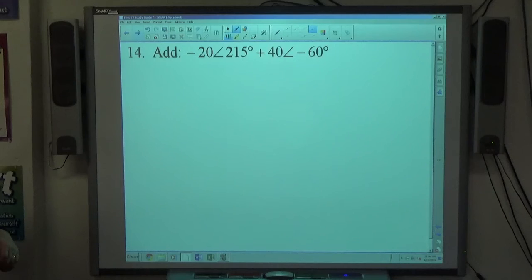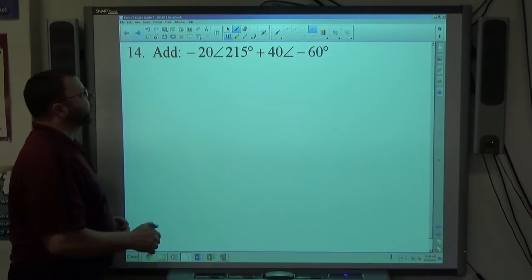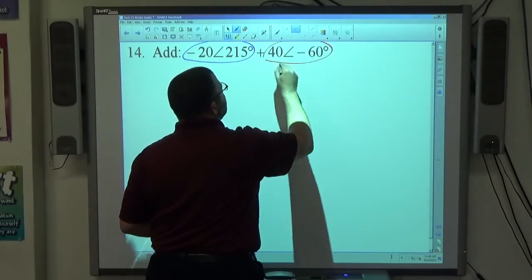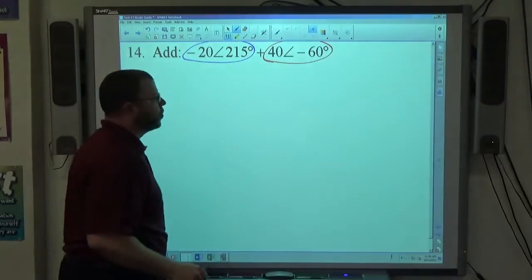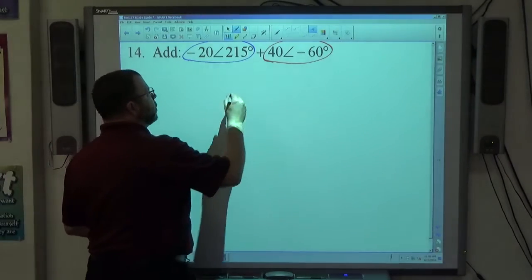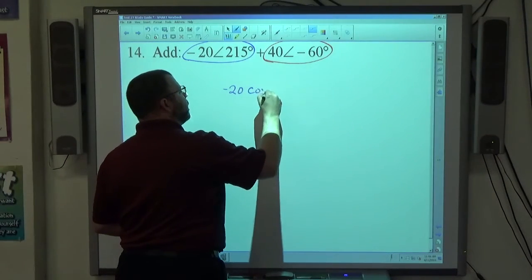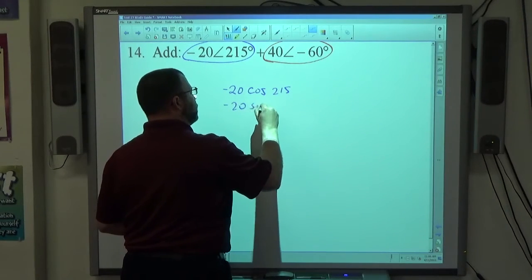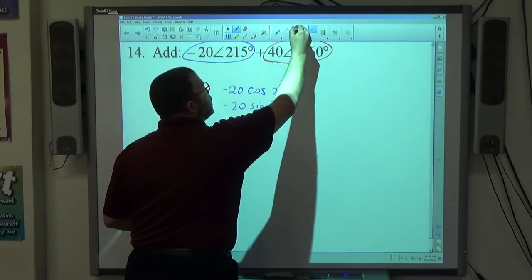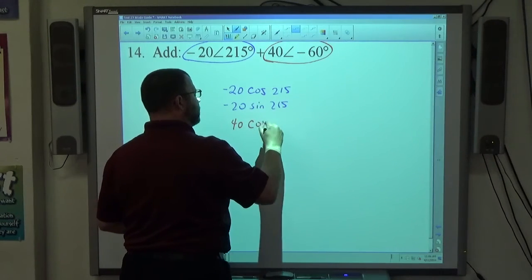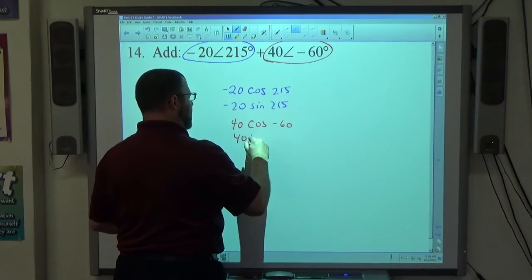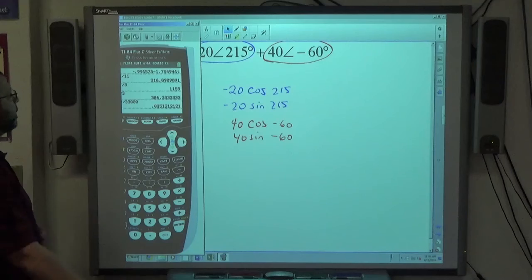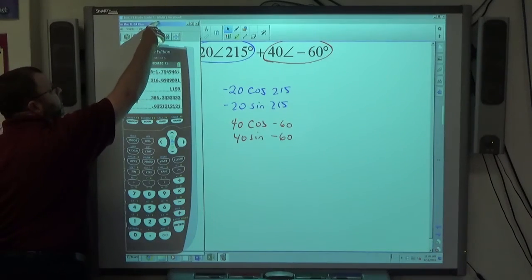Number 14, adding vectors. So, negative 20 at an angle of 215. And we'll have positive 40 at an angle of negative 60. So we want to convert both of these vectors into rectangular form. So I'm going to do negative 20 cosine of 215 and negative 20 sine of 215. I'm going to do positive 40 cosine of negative 60 and positive 40 sine of negative 60. I don't know any of those values off the top of my head. I'm going to make sure my calculator is set to degrees, which it is.